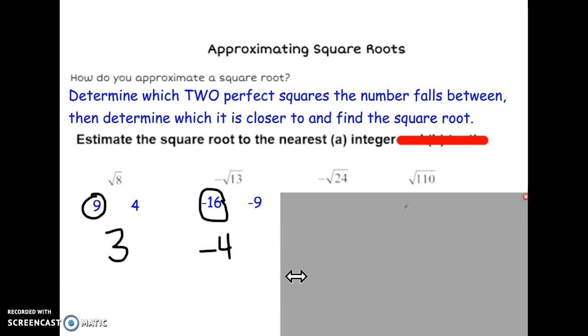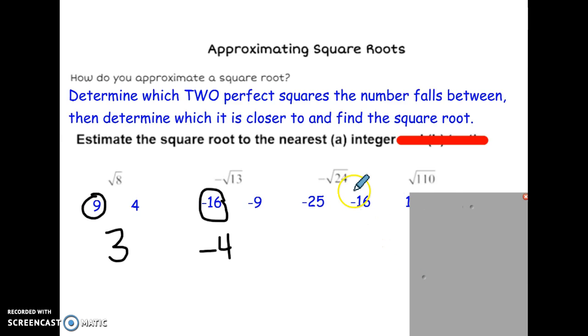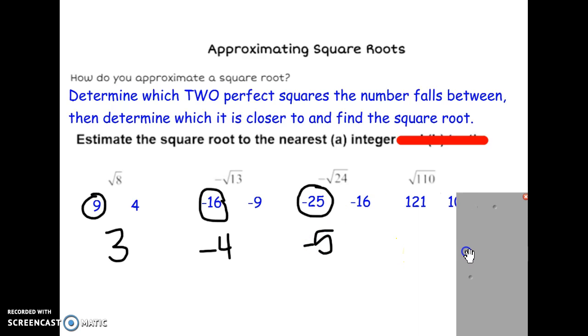All right, so 24. Take a second and think what you can do for this one. All right, so what we're doing here is I'm going to have 25 and 16. So it's a number above and a number below that are perfect squares. So since I have 25 and I have 16, 25 is going to be closer. The square root, and then notice it's a negative, the square root of 25 is 5, so it's close to a negative 5. And then finally for 110, I've got 121 and I have 100. Now this one's 11 away. This one's only 10 away, so they're close. But it's actually going to be closer to 100, which the square root of 100 is 10.